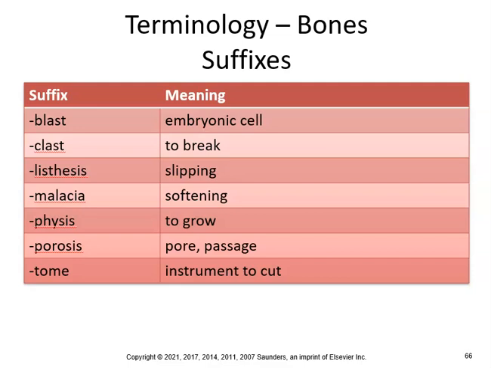Malacia is softening, so chondromalacia or osteomalacia, softening of bone. Physis means to grow, so epiphysis is the ends of the long bones. Porous is a pore or passage, so someone that has osteoporosis has a condition of increased pores of the bone. Tome is an instrument to cut, so osteotome is an instrument to cut bone.